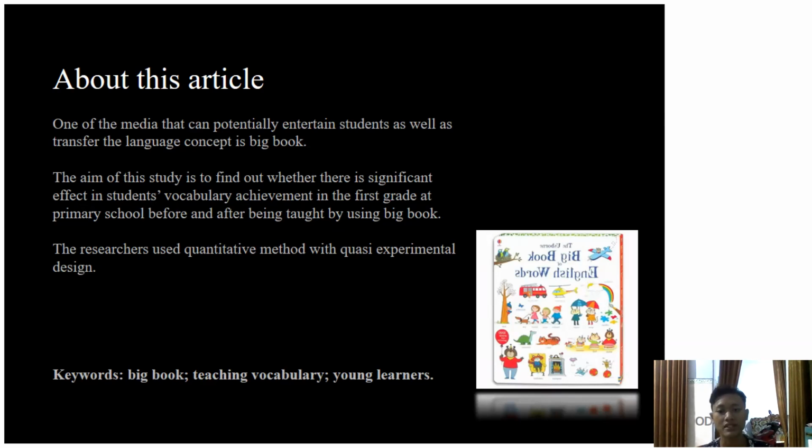And then what is the purpose of this article? The aim of the study is to find out whether there is a significant impact on students' vocabulary achievement in the first grade at primary school before and after being taught by using Big Book. The researchers use a quantitative method with a quasi-experimental design. So we will be talking about the priority and then the test, the table, and the others. And the keywords in this article are Big Book, teaching vocabulary, and young learners.